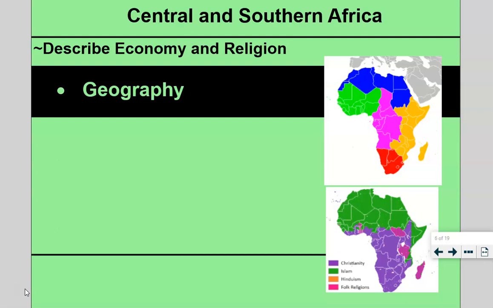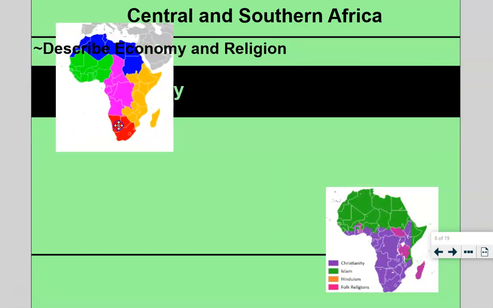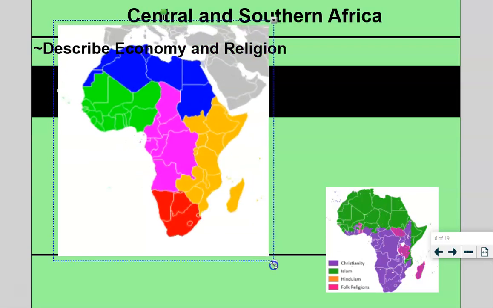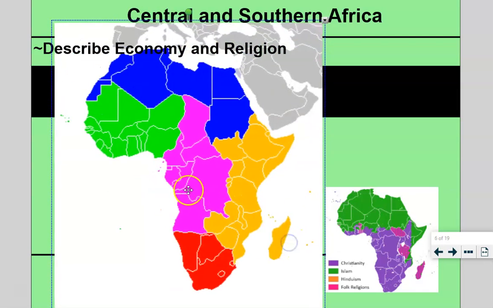We're going to lump these two together because although they have different climates, their culture is impacted by some very similar things. So you'll see. We'll lump them together. All right, first, of course, we start with our regional map. So we are looking at the pink for Central Africa and the red for Southern Africa.